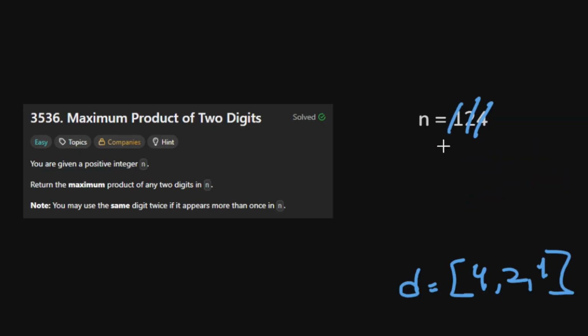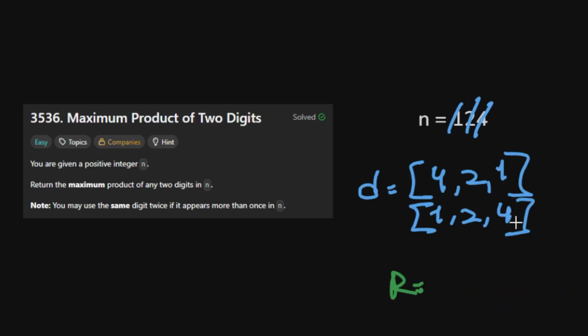Given that now we are out of digits, we can sort this array. After sorting, we get 1, 2, 4. And the final result is given by the last value 4 times the previous to last number 2. 4 times 2 is equal to 8, so we return this.